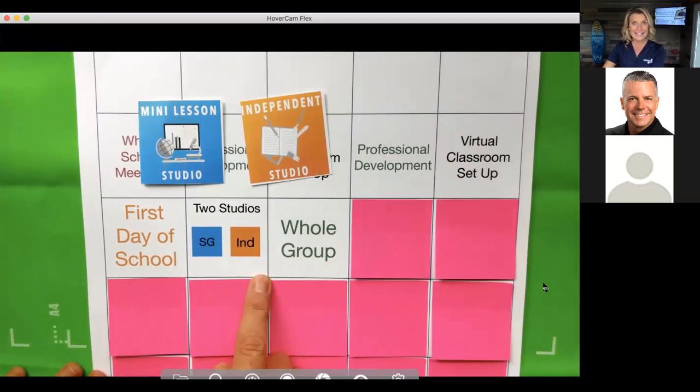How did they like it? Did they enjoy it? Was it hard? Did they like having the small group? Have those conversations with them because they're learning this just as much as you are, okay?